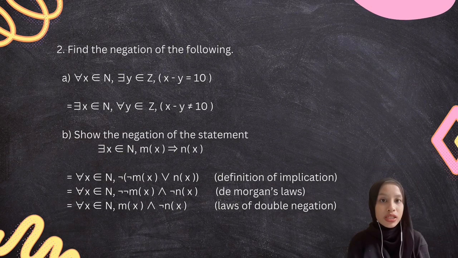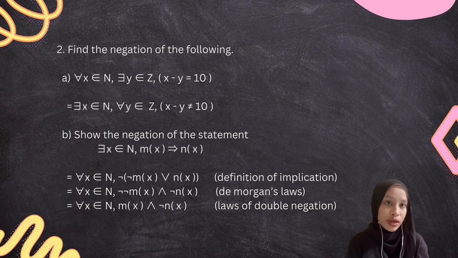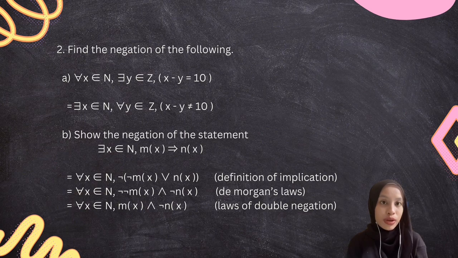B. Show the negation of the statement. So, the statement in symbolic form says, there exists natural number x such that mx implies nx. So firstly, we need to negate there exists natural number x. So it becomes for every natural number x. Then we change the implication symbol by using the definition of implication. Next, we expand the not symbol by using De Morgan's law. Lastly, by using the law of double negation, we get mx and not nx.